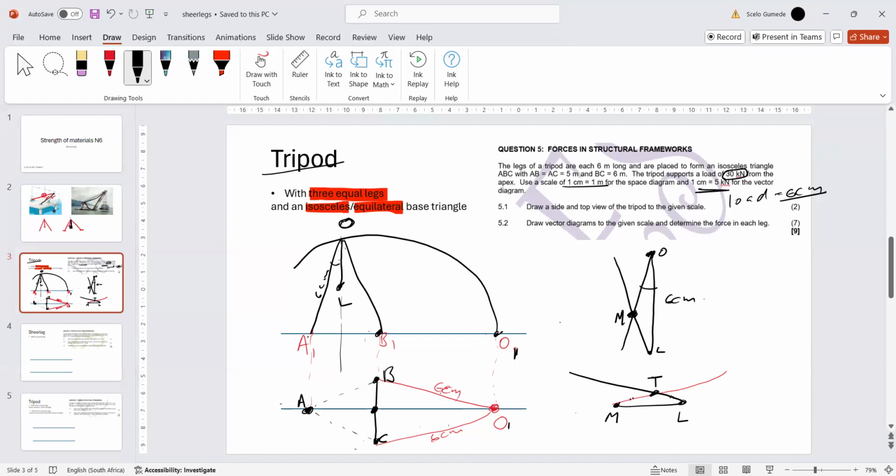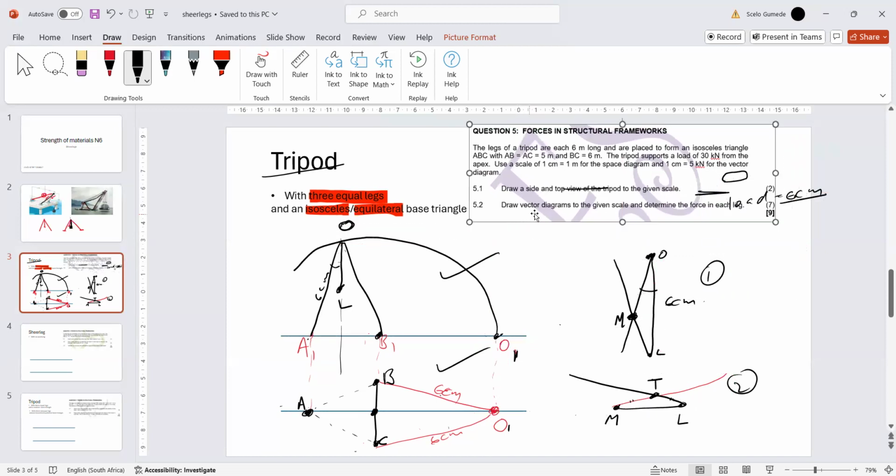Now our diagram is complete. So now draw a side and a top view. This is what they're looking for, to the given scale. Now draw vector diagrams. Now these are vector diagram 1 and vector diagram 2, and determine the force in each leg. Now what is the force on each leg? How many legs do we have? We've got 3 legs. So we are going to say which force is on each leg. Now we've got leg. Let me write this down and try and see if I can move this.